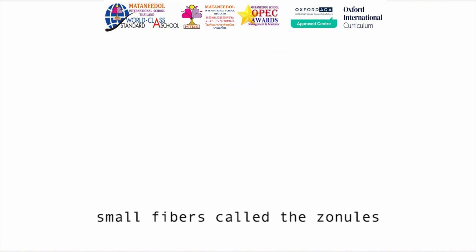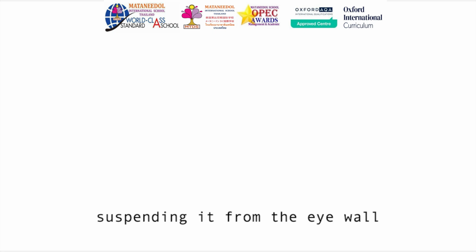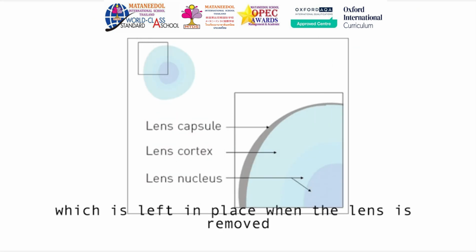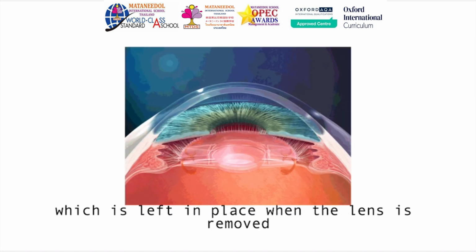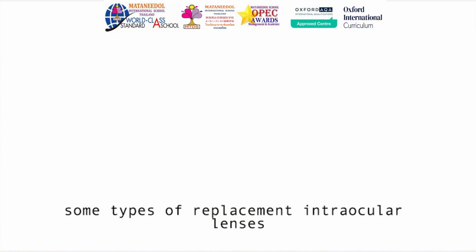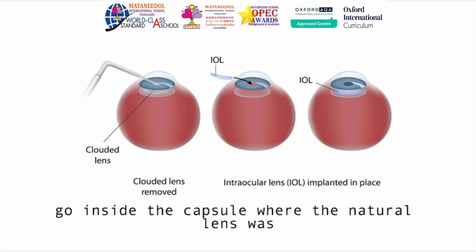Small fibers called zonules are attached to the capsule holding the lens, suspending it from the eye wall. The lens is surrounded by the lens capsule, which is left in place when the lens is removed during cataract surgery. Some types of replacement intraocular lenses go inside the capsule where the natural lens was.